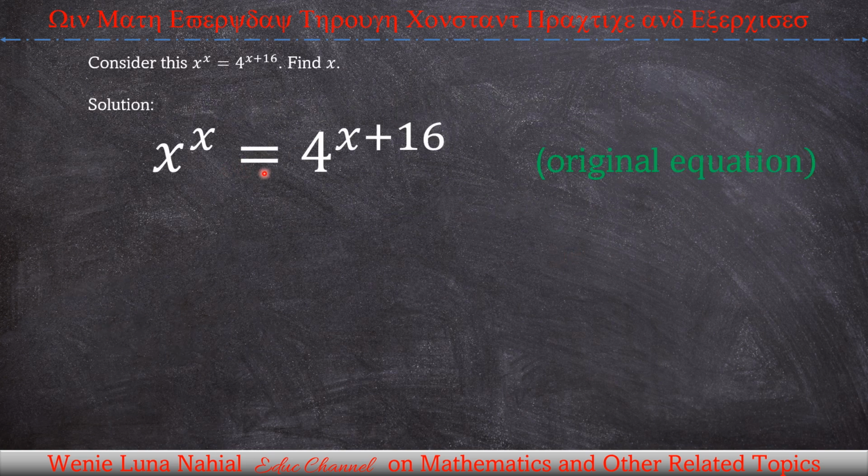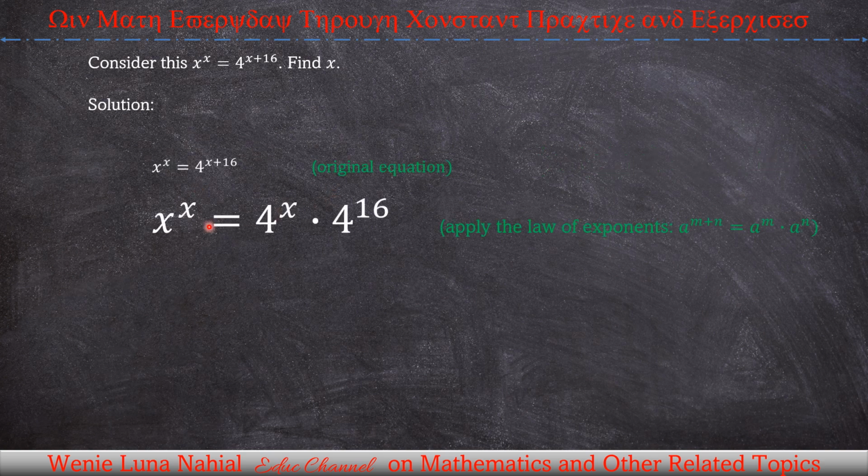For the solution, we copy first the original equation. Then we apply one of the laws of exponents here. That law: a raised to m plus n equals a raised to m times a raised to n. So this one is broken, or transformed into this equivalent. So you have 4 raised to x times 4 raised to 16.